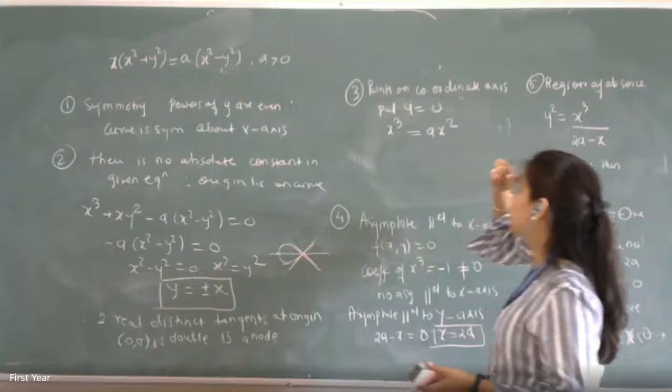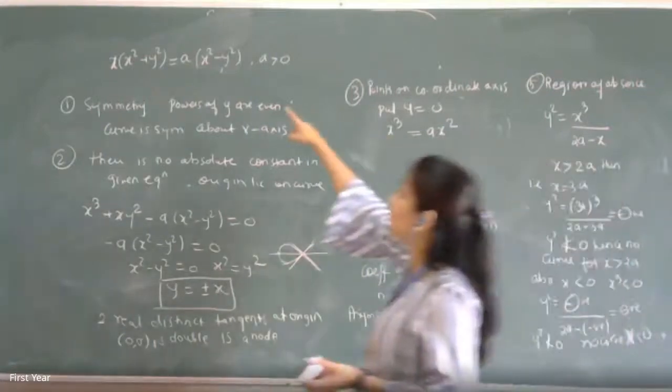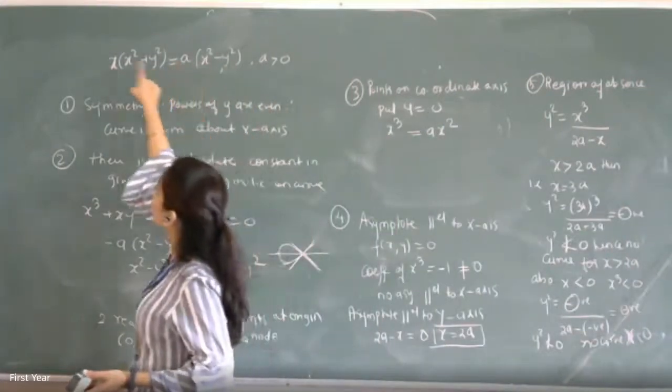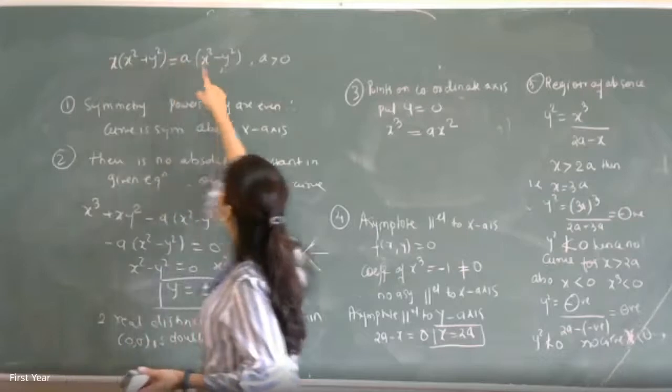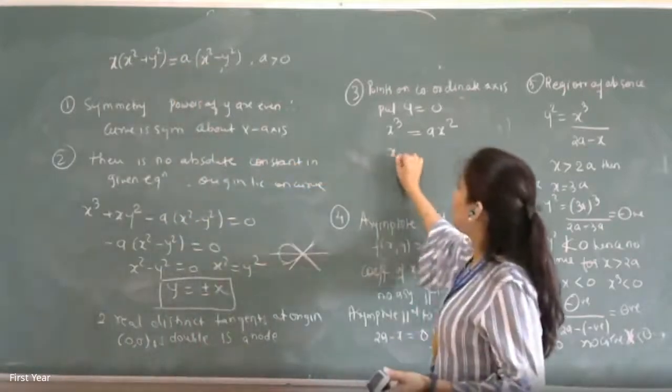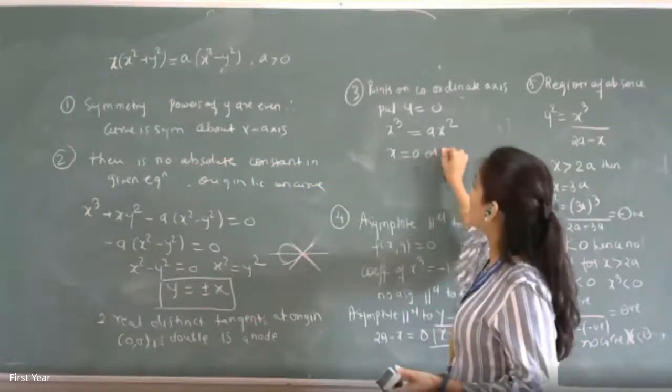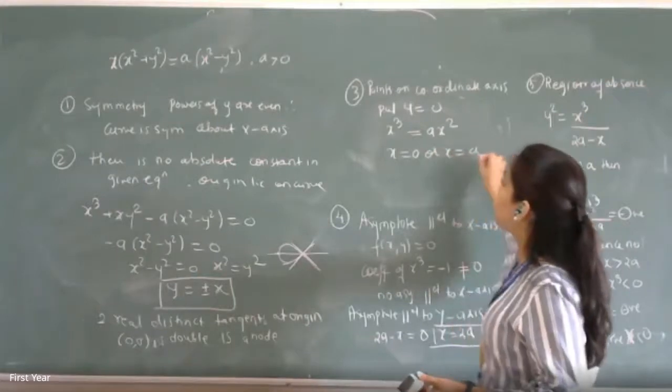Is it understood? I'm just putting y is equal to 0. So this will be 0, this will be 0. So x cube is equal to ax square. So that means what? Either x is 0 or x is a. You get both the points.